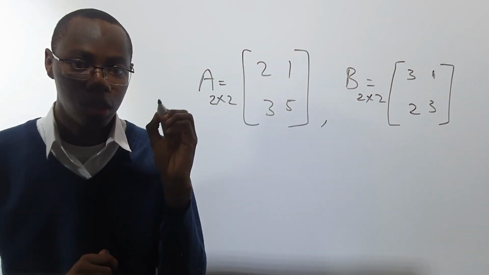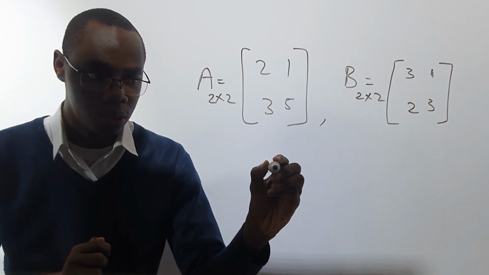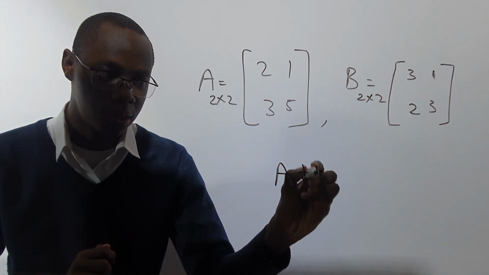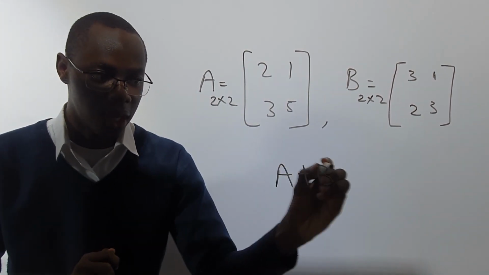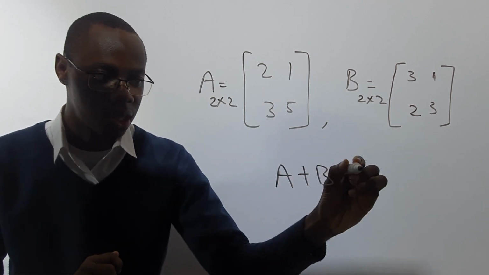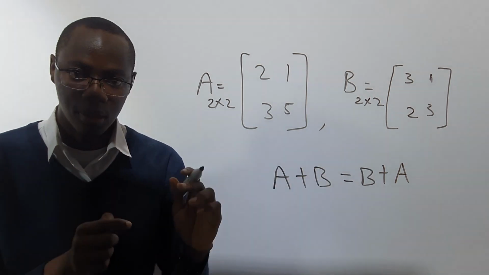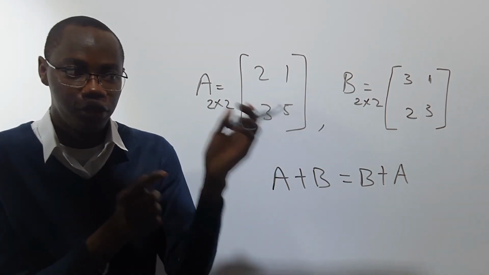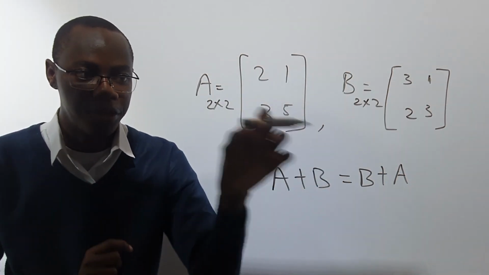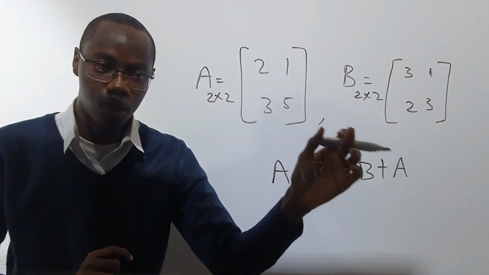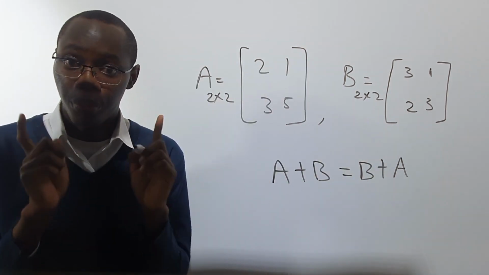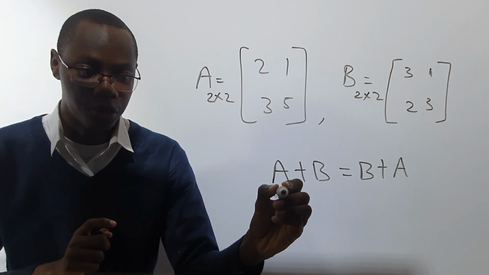Note that in addition and subtraction, you can add a matrix together like this, and this is still the same thing as this. So you can flip it. You can say this plus this, or you can flip it the other way around. You can bring B first and add it to A, whichever way. But this is obvious now, right?